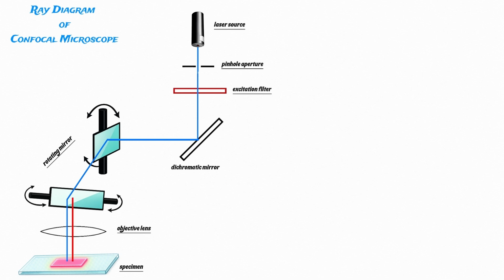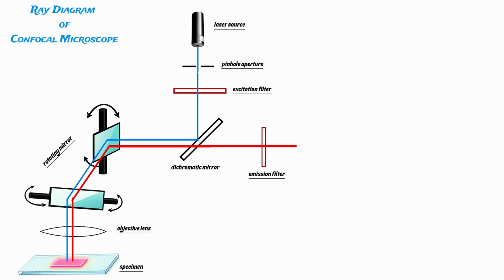The emitted fluorescence now travels back through the same objective lens and reaches the dichroic mirror again. Since fluorescent light has a longer wavelength than the excitation light, it passes through the mirror instead of being reflected. It then passes through the emission filter, which removes any remaining excitation light.